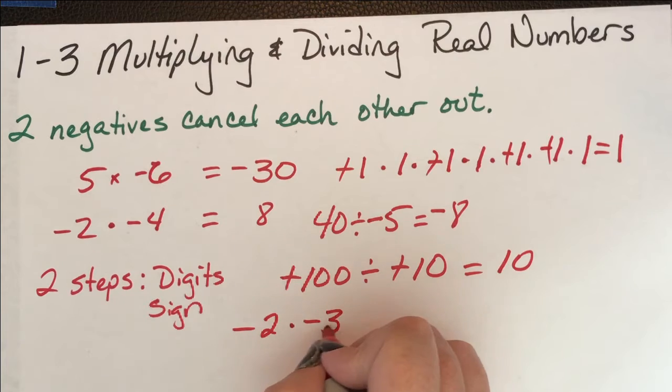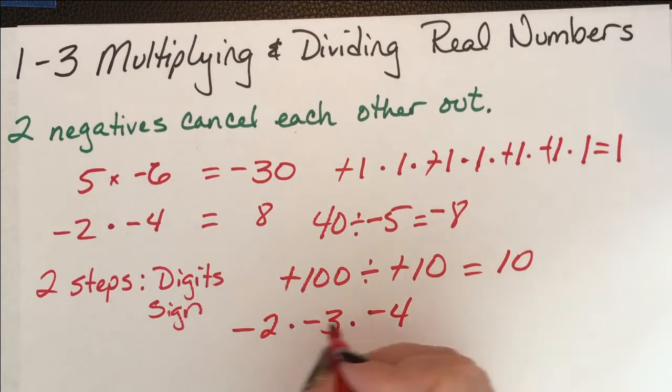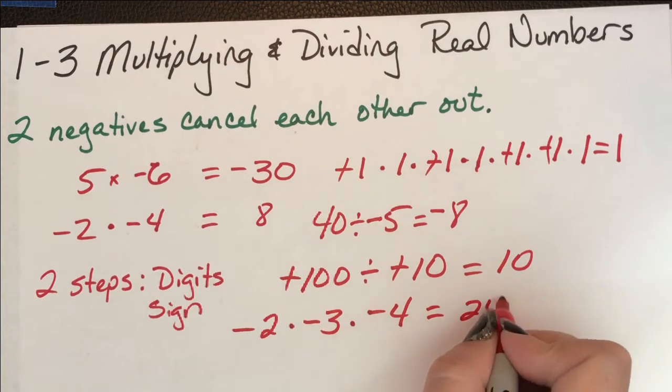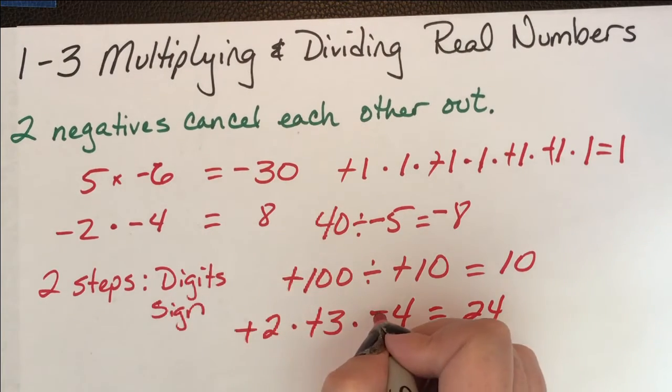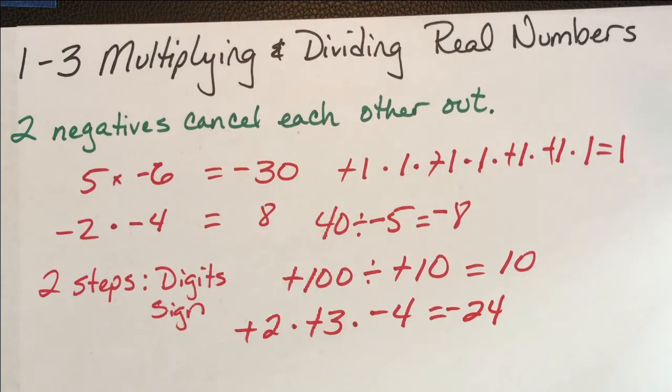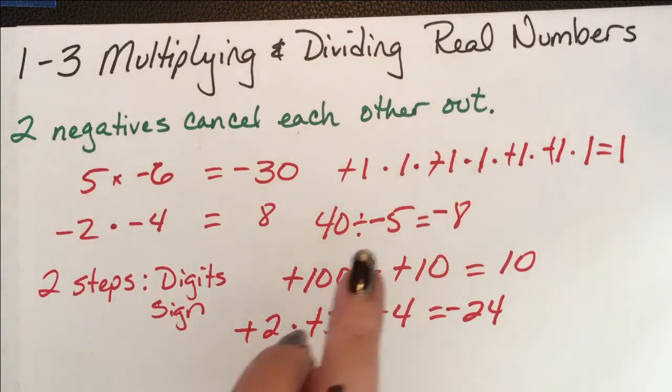-2 times -3 times -4. 2 times 3 is 6. 6 times 4 is 24. These two cancel each other out. I have 1 negative left. My answer is -24. 2-step problems.